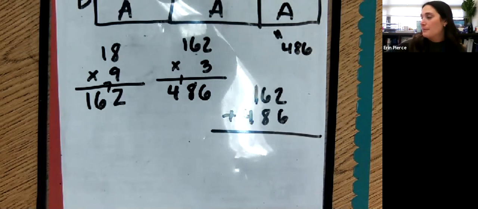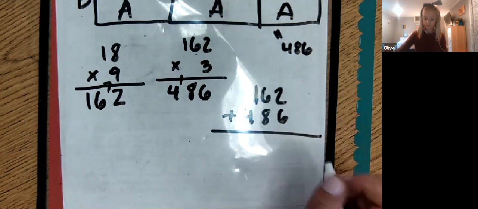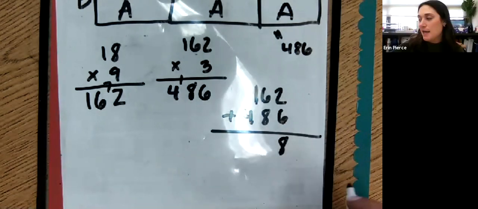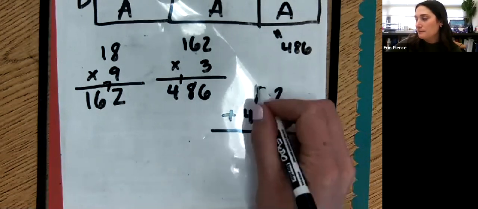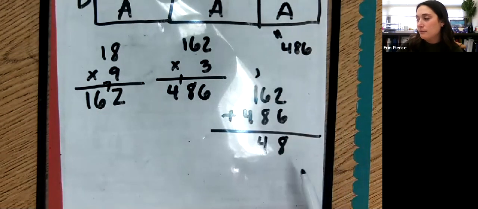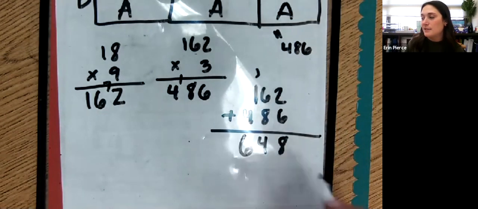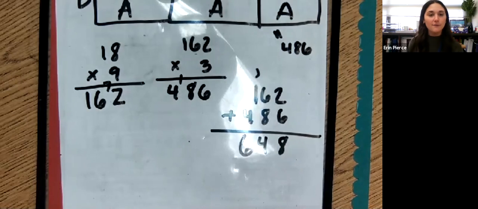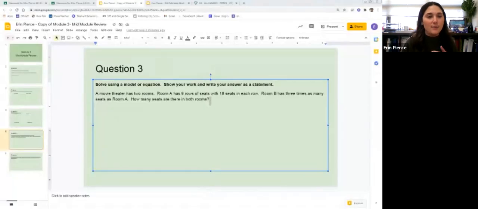Okay, thank you. 2 plus 6, 8. 6 plus 8 is 14. 1 plus 1 plus 4, 6. There is a total of 648 seats. What could my answer statement be when I go into the slide? What are you guys going to say should be our answer statement?